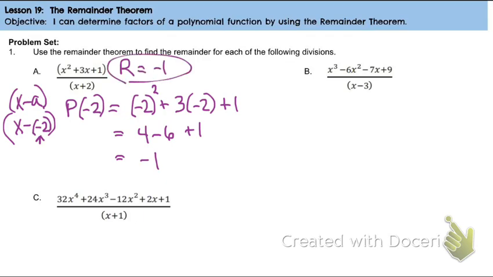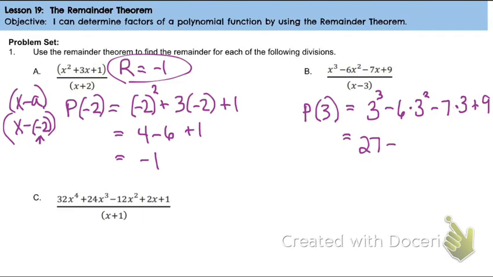Circle my answer there. For the next one, if we're using the remainder theorem, we have the x minus a, and we find p of a. So x minus 3, so we're finding p of 3 equals 3 cubed minus 6 times 3 squared minus 7 times 3 plus 9. So I get 27. 6 times 9 is 54, minus 21 plus 9, and I got a remainder of negative 39. So my remainder is negative 39.